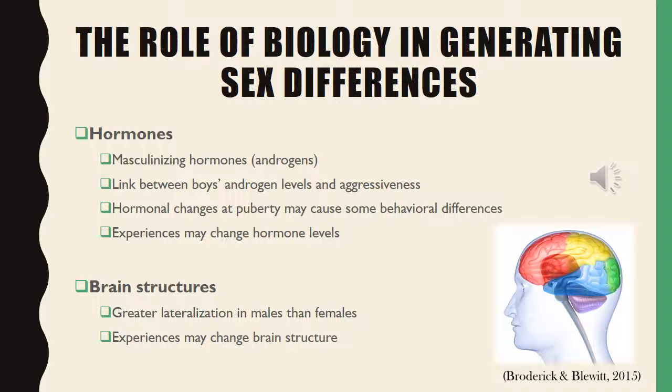And then there's just some practical brain structure differences. And so there's greater evidence of lateralization in males than females. And that's where there's greater differentiation in the functioning of the two hemispheres of the brain, with language functions more clearly governed by that left hemisphere in males than in females. And so, again, some of the experiences that we're having can impact a brain structure as well. So, again, it's both biology and the environment.